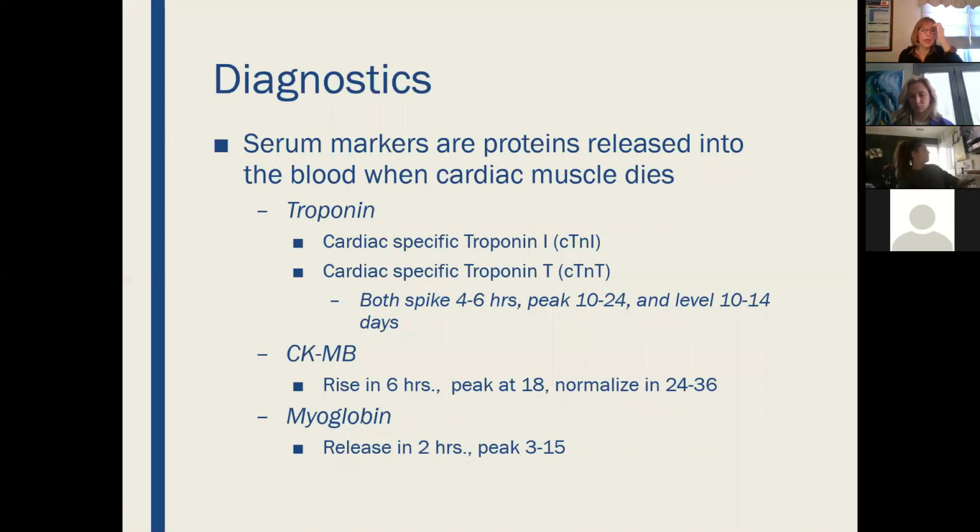All right, so the diagnostics. I've talked about these protein markers. So this is what's released into the blood, these troponins, when the heart muscle dies. And it shows you in medicine, the more we know, the better we do. And so we have to keep going with research because we glean a lot from it. Historically speaking, in my practice time, we used to go by myoglobin. And that's the one on the bottom now. It released in 2 hours, it peaked in 3 to 15, and that was it.